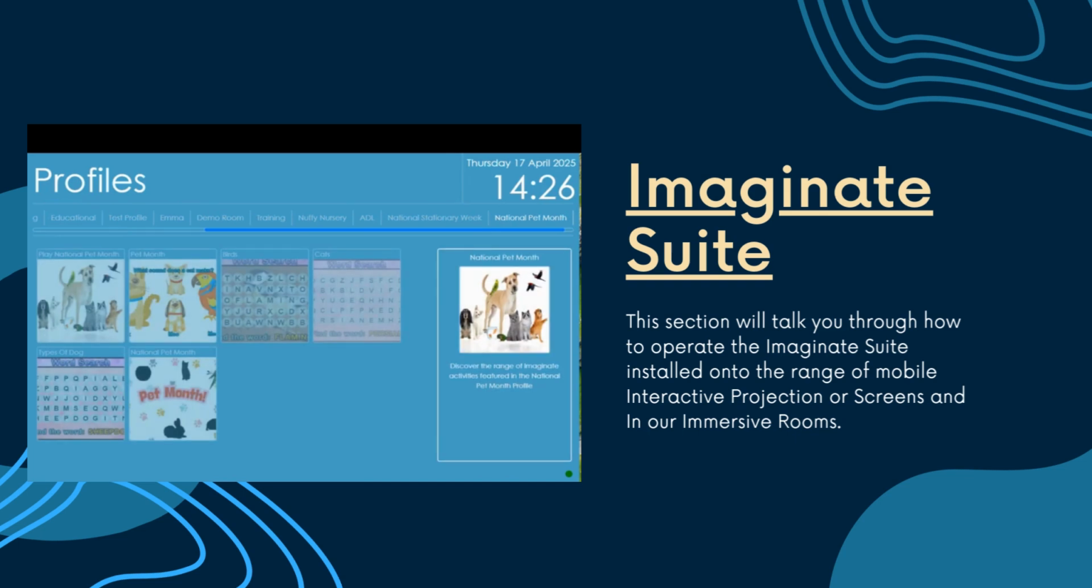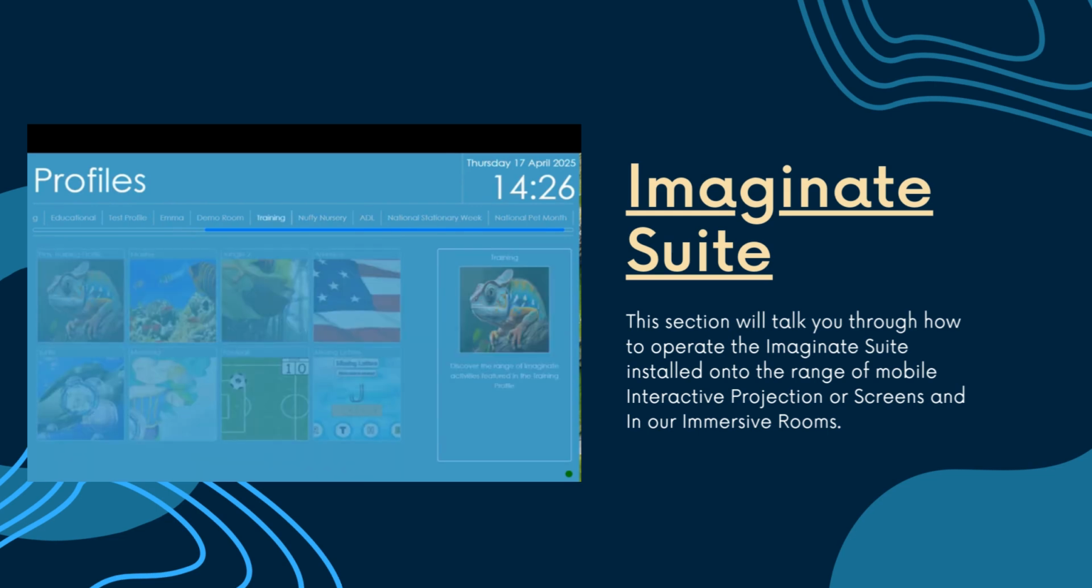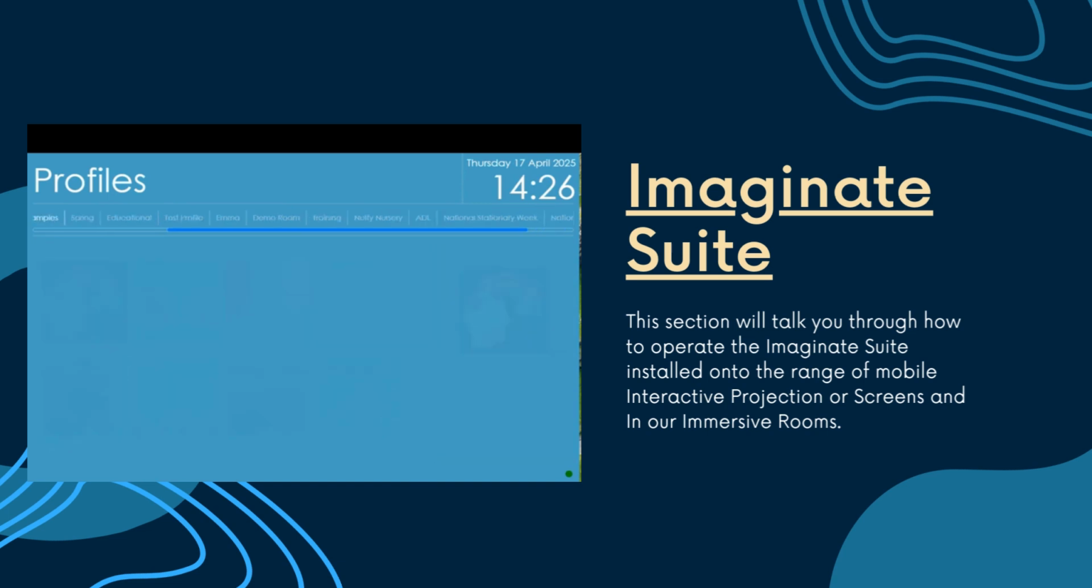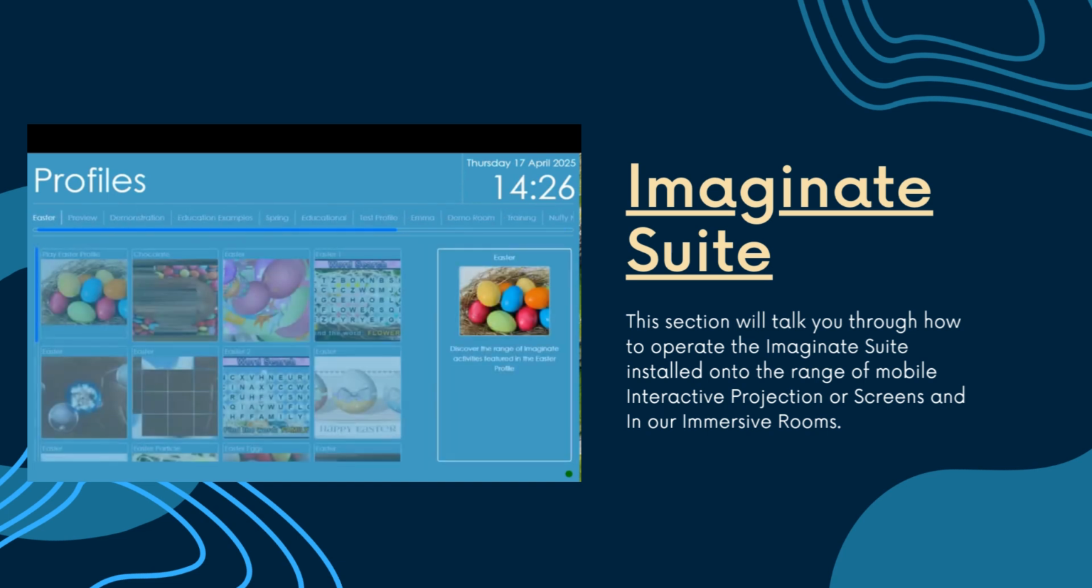Event Box changes throughout the year to keep things fresh and engaging. Right now, it's showing Easter content, but you might also see other seasonal profiles, like spring, or featured themes such as National Pet Month. This is all pre-made content that we update regularly, so there's always something new to explore.